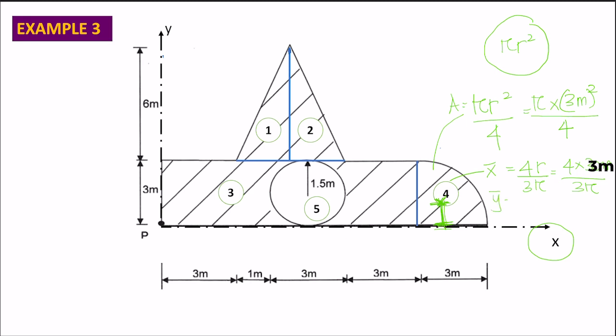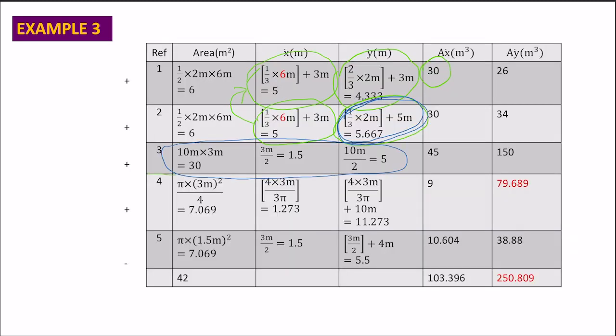And for the y bar, sama juga. Ini pun adalah 4r bahagi 3 pi. So 4 times 3 meter divide with 3 pi. However, you have to plus lagi dengan distance nak ke y-axis, which is you have another 10 meter. This is as what I shown dekat depan. Get the value of Ax bar and Ay bar.